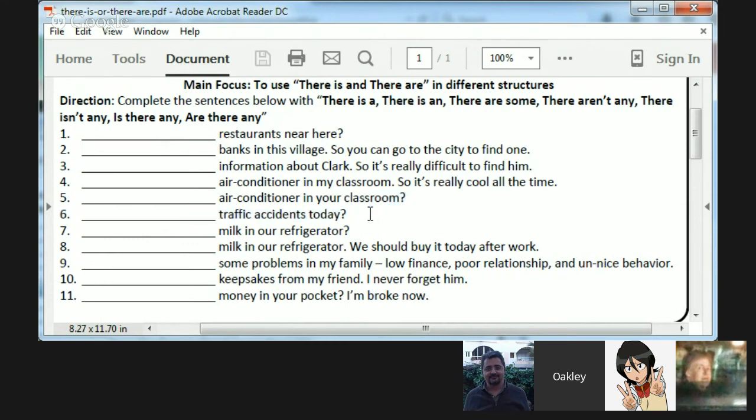Are there any traffic accidents today? That's it. Okay, notice, there we go, with are and any with the plural, accidents are definitely countable.